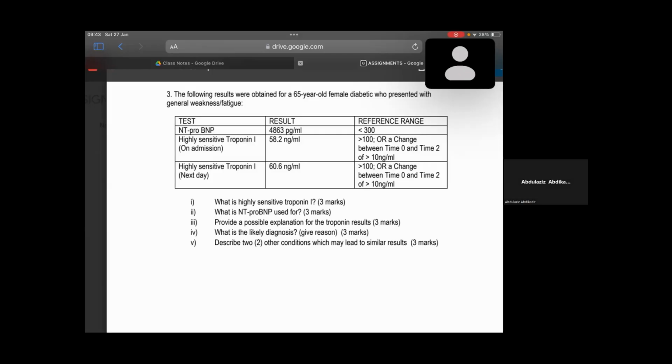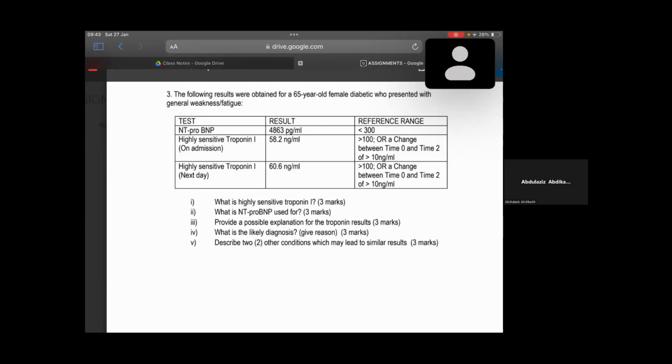So you can see it should be less than 100. If it's above 100, we call it an MI, or between type 1 and type 2 it should be more than 10. This one has not reached 10. But remember, the highly sensitive troponin measures small effects. So what is highly sensitive troponin? That is a definition question that I've already talked about.